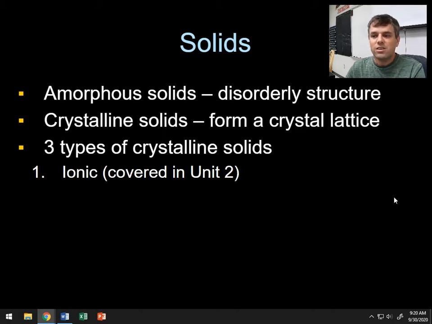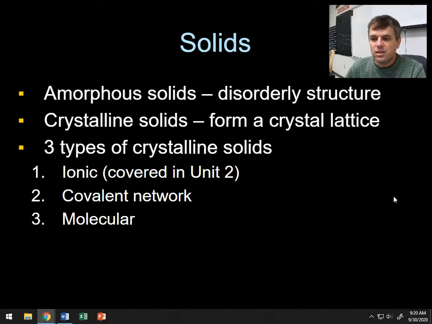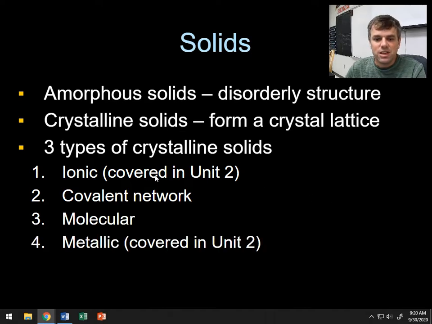There are ionic solids, which we covered in Unit 2. There's covalent network solids. There's molecular solids. I'm sorry, there's a typo on this. There's four types of crystalline solids. Metallic solids. So I'm not sure why that says three instead of four.